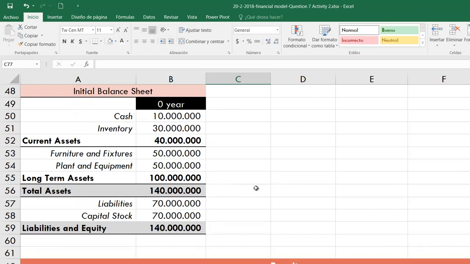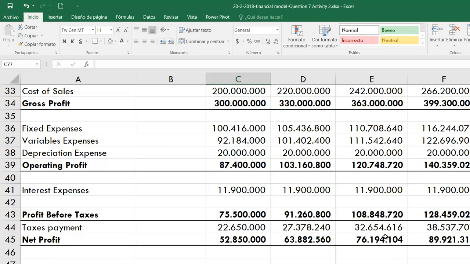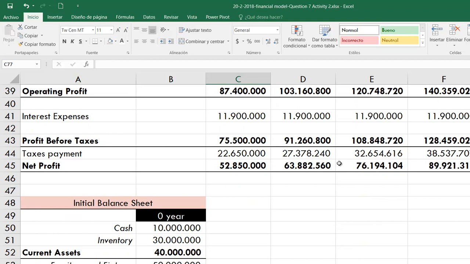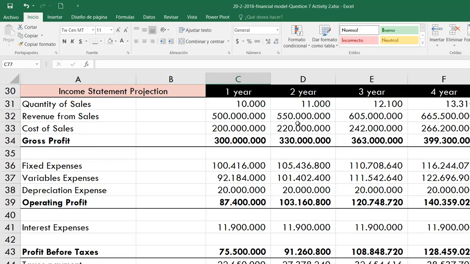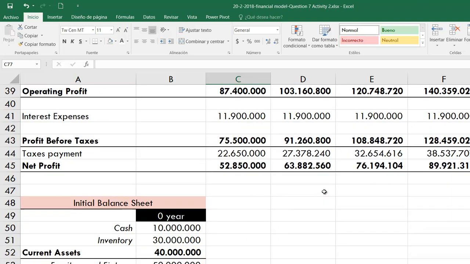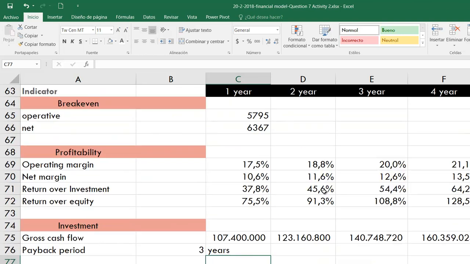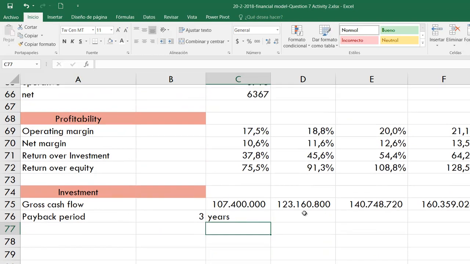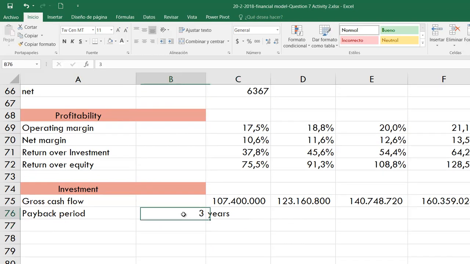If we try to divide them, we get different results because it depends on the increase of sales, and there are different values that make the number sometimes not readable. So in 3 years we made back the money invested in the company.